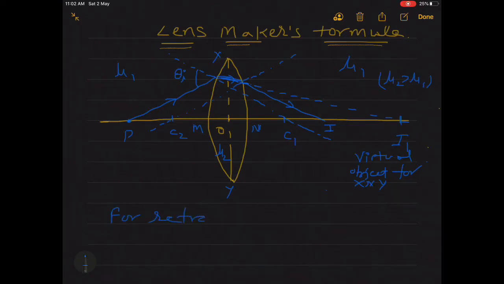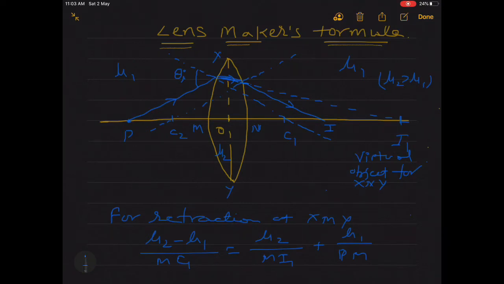For refraction at XMY, we can have (mu2 minus mu1) upon MC1 is equal to mu2 upon MI1 plus mu1 upon PM. It is very easy.